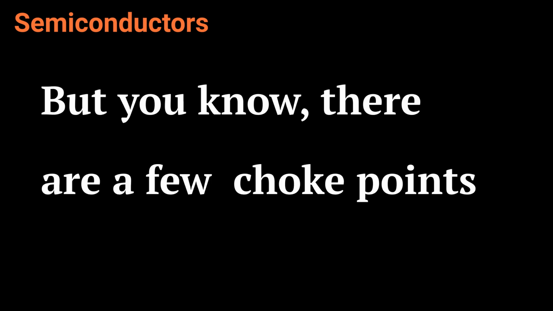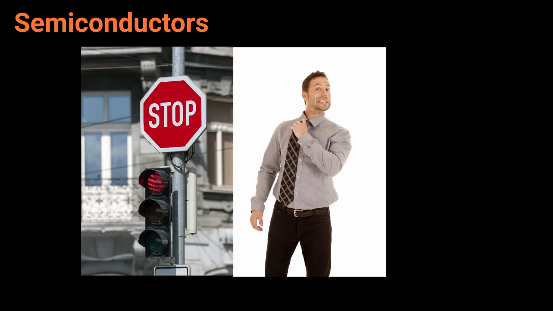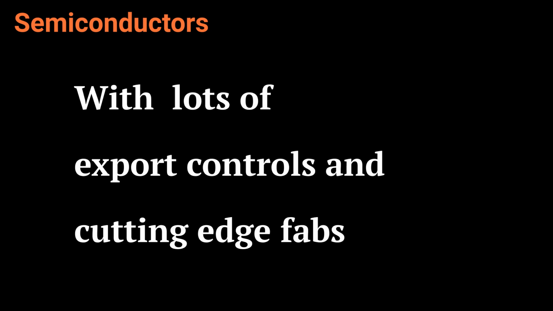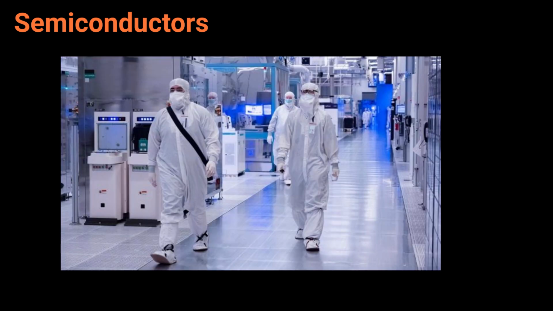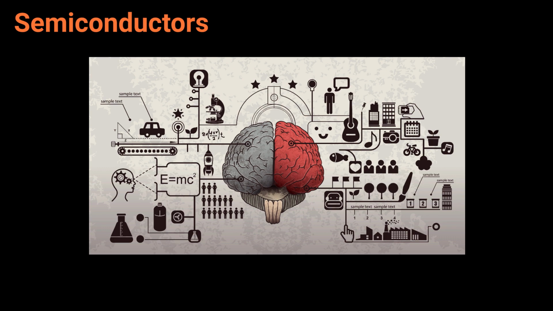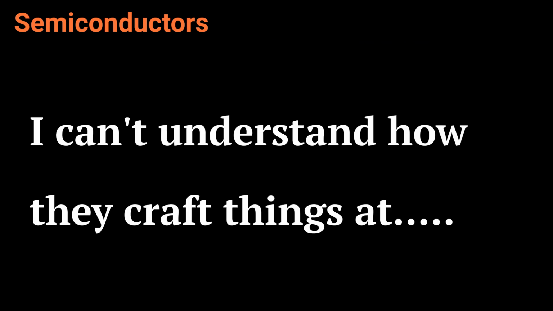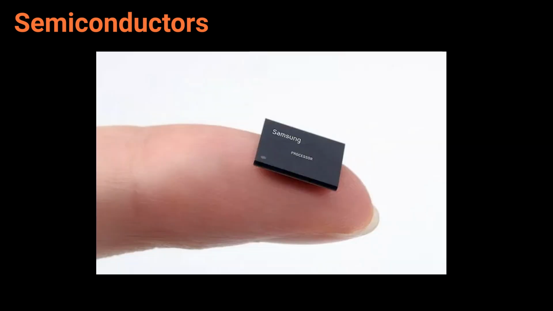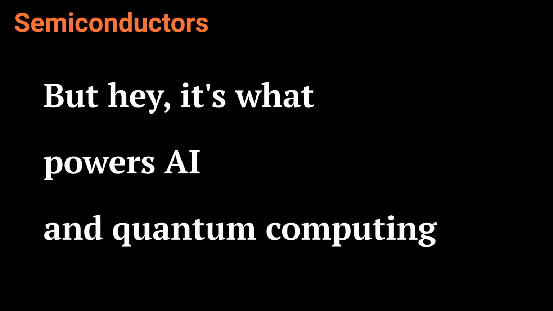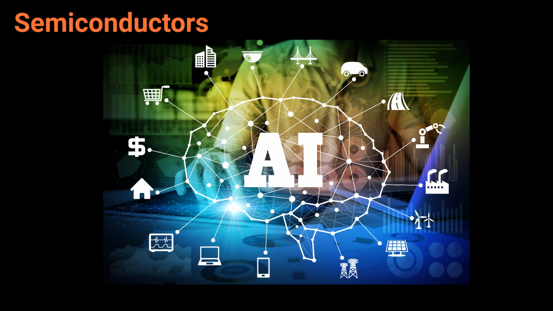But you know, there are a few choke points and they can cause big problems. That's for sure. And with lots of export controls and cutting-edge fabs that take years to build, it's all super complex. I read about the extreme ultraviolet lithography stuff and my head almost exploded. Oh, tell me about it. I can't understand how they craft things at just 10 nanometers. It's like science fiction. But hey, it's what powers AI and quantum computing.